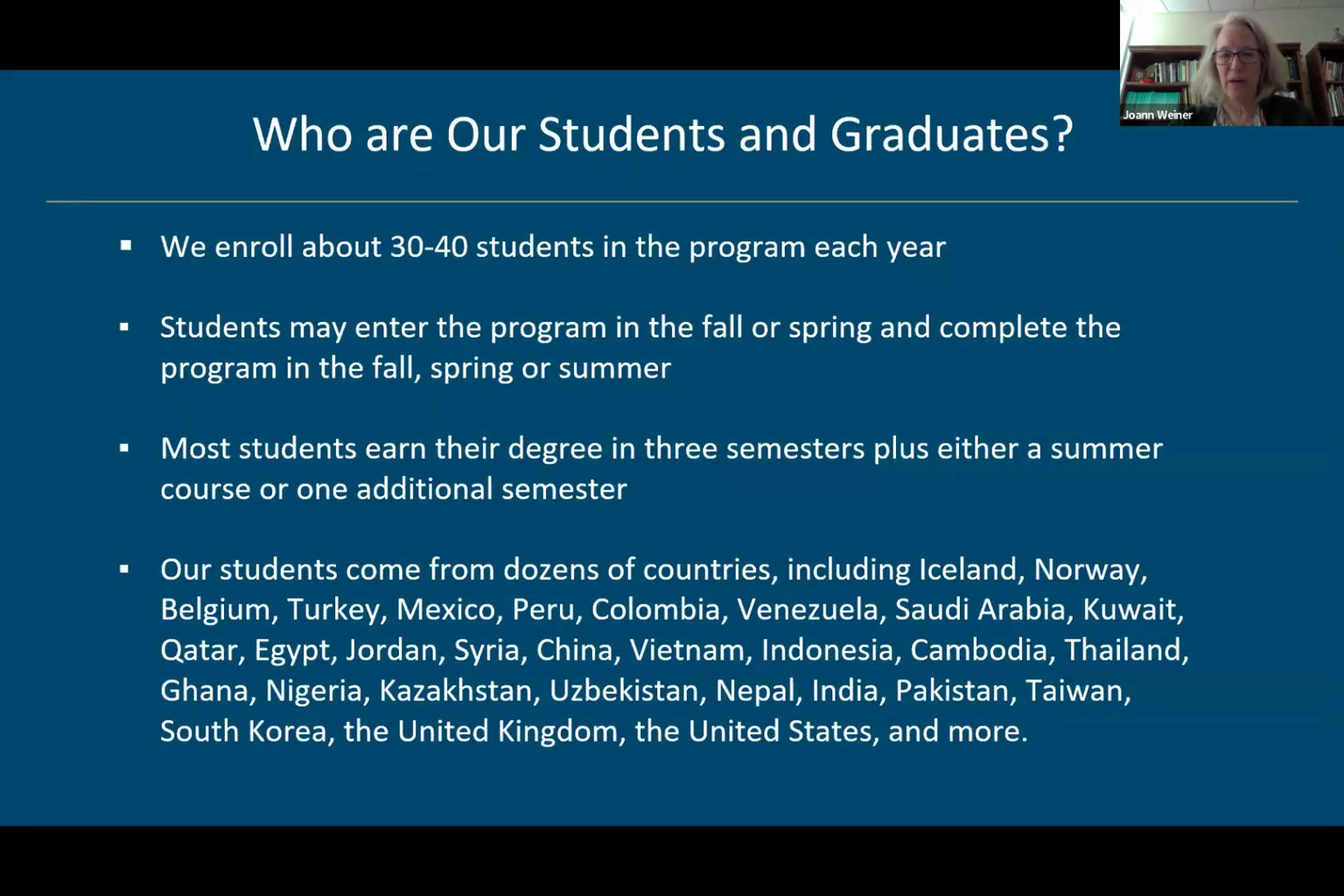So who are our students and graduates? Well, we have about 30 to 40 students in the program. You may enter in the fall or the spring and complete the program in the fall, spring, or the summer. We do have a few courses we offer this summer. Most students earn their degree in 3 semesters, plus either a summer course or an additional semester. Here's a list of where our students come from.